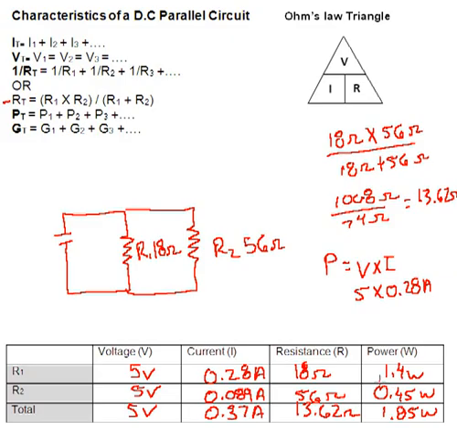Now we can verify our answer by taking 5 volts times 0.37 amps, and it should equal 1.85 watts, completing our answer and checking it.